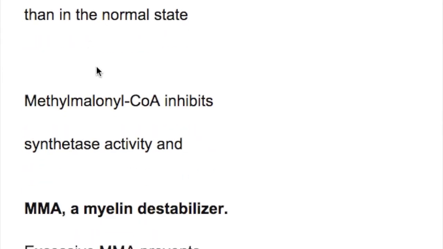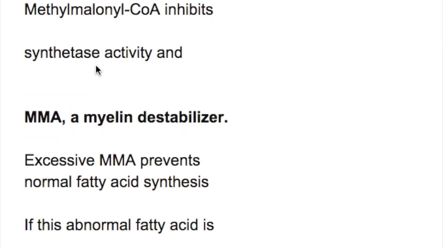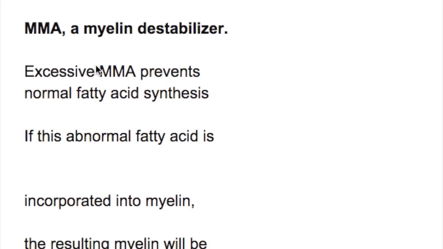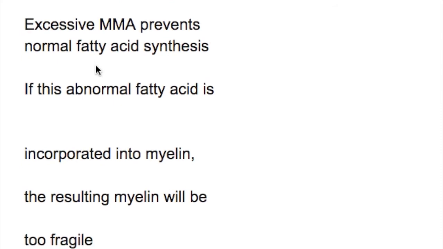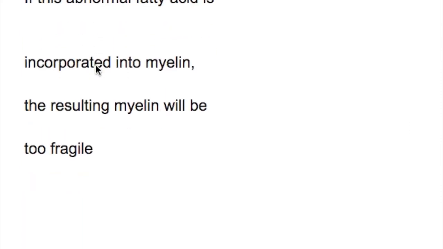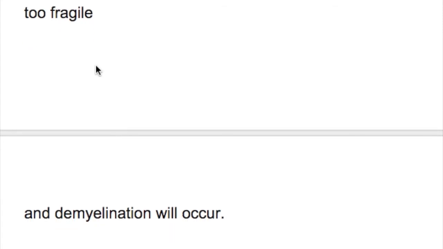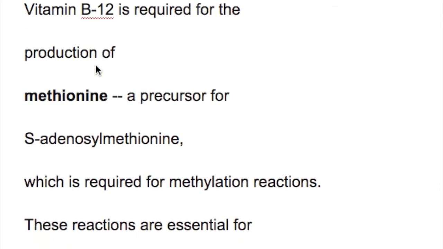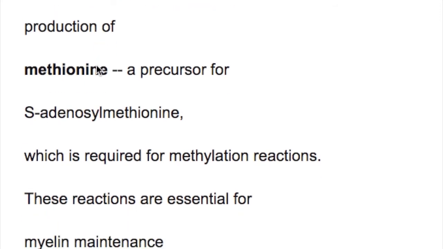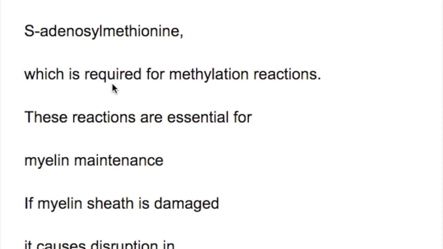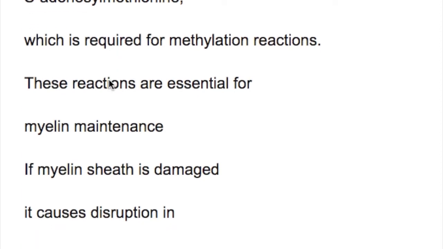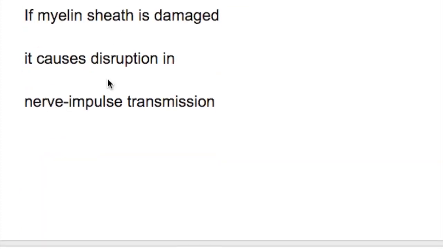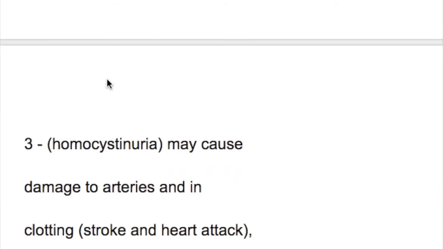Methylmalonyl-CoA inhibits the synthetase activity and it is a myelin destabilizer. Excessive methylmalonyl-CoA prevents normal fatty acid synthesis. If this abnormal fatty acid is incorporated into myelin, the resulting myelin will be too fragile and demyelination will occur. Vitamin B12 is required for the production of methionine, a precursor of SAM, S-adenosylmethionine, which is required for methylation reactions. These reactions are essential for myelin maintenance. If the myelin sheath is damaged, it causes disruption in nerve impulse transmission.